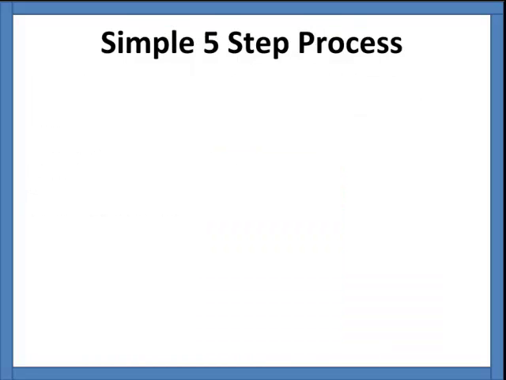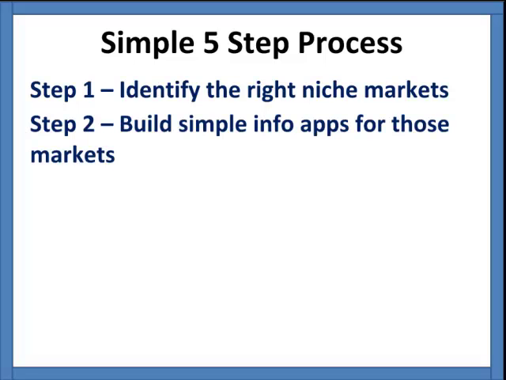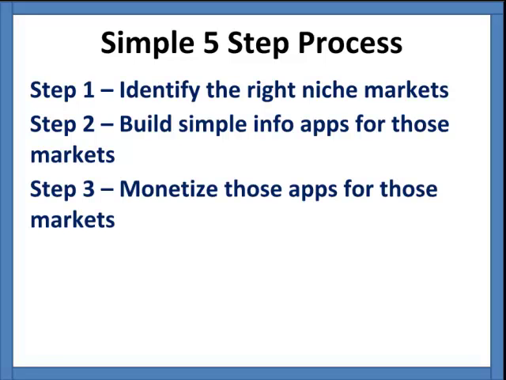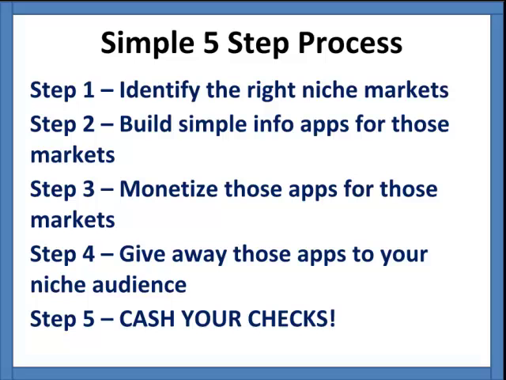Let's talk about our simple 5-step process. Step number 1, identify the right niche markets. You got to find profitable markets to be able to build your apps for. Step 2, build simple information apps for those markets. Step 3, monetize the apps for those markets. Step 4, give away the apps to your niche audience. And then finally, my favorite part of all this process, step 5, cash your checks. So it's a simple 5-step process that leads to profitability in this marketplace.